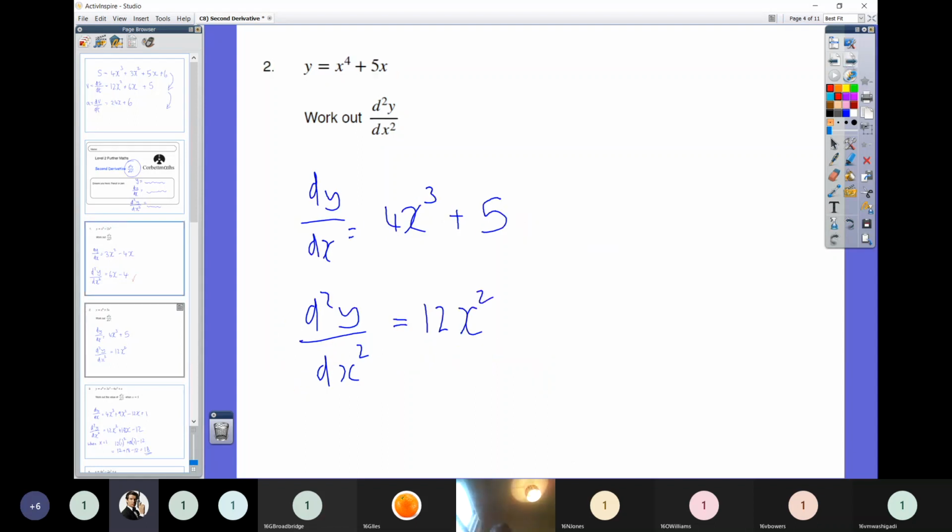So number 2, it'd be quite good if people unmute just for this bit, so I can hear people saying yes if they agree. Can anybody confirm that we got 12x squared for number 2? Yes. Yeah. Thank you. And obviously, if you don't agree, feel free to ask so you can check where you've gone wrong.